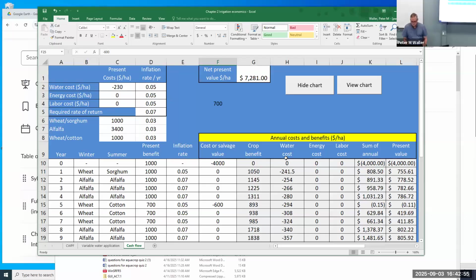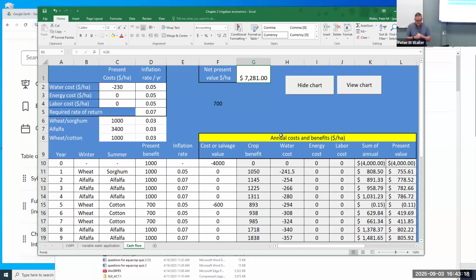Okay. I've got my water cost, energy cost, basically no labor. I've got all these done. And so here's the net present value. It's $7,281.